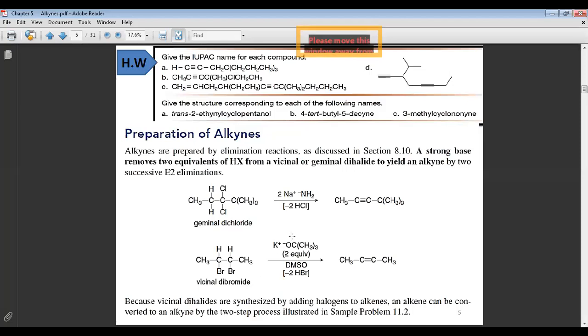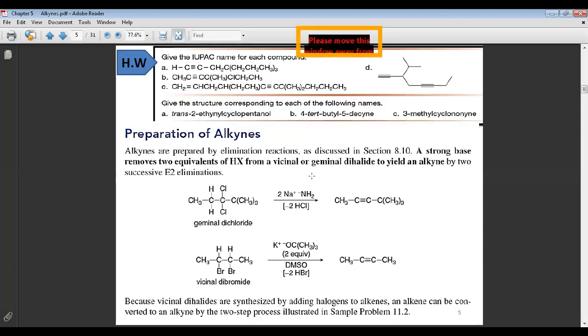Where is the important thing? The important thing is the base, the strong base. That means we use a strong base here to remove 2 equivalents of HX. What does 2 equivalents of HX mean? It means remove HX and then HX, 2 molecules of HX. Look: minus 2 HCl, minus 2 HBr, by using a strong base.